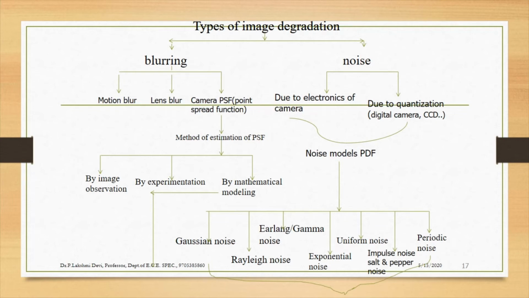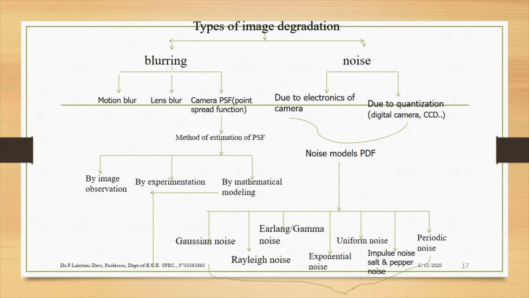Then due to the quantization problem. You know what is meant by sampling and what is meant by quantization. During the quantization process, is there any chance in digital cameras or charge coupled devices for some sort of noise to be added to the original images? Basically, these are the two reasons for noise to be added into the input images.